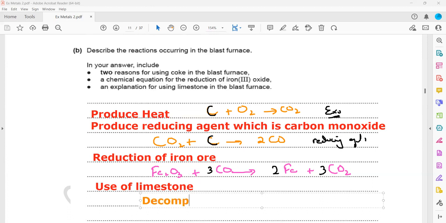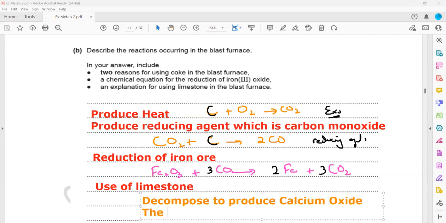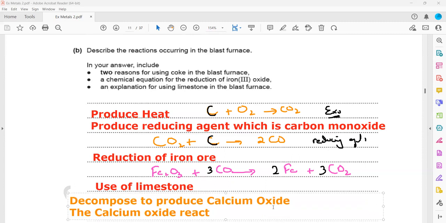So limestone decomposes to produce calcium oxide, and the calcium oxide reacts with the impurity, silicon 4 oxide, or you can say sand, to form a slag.